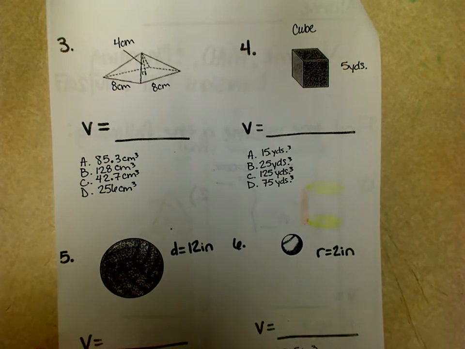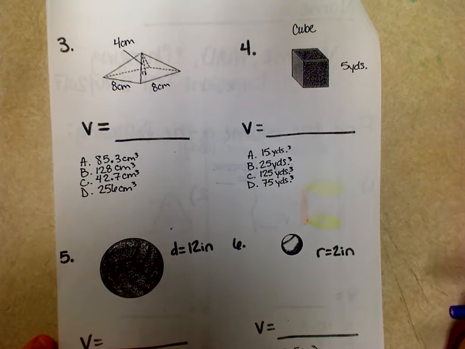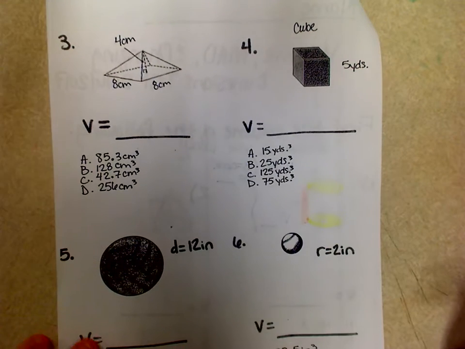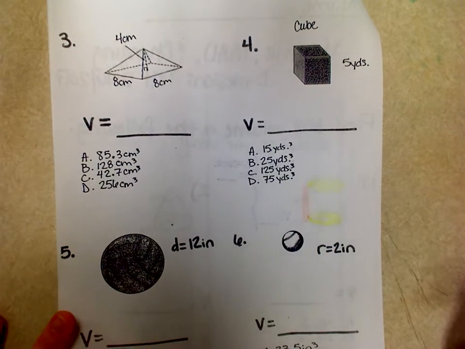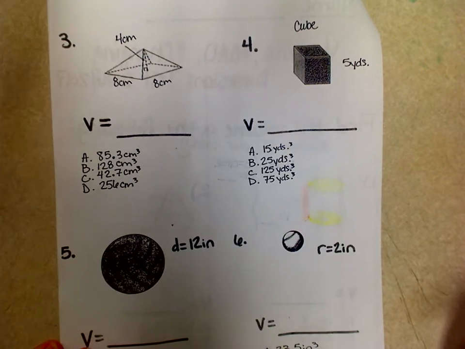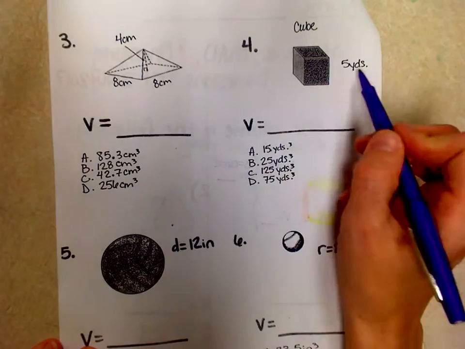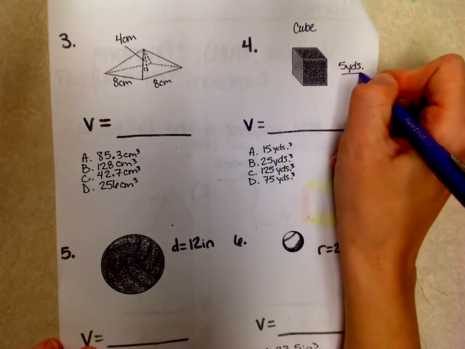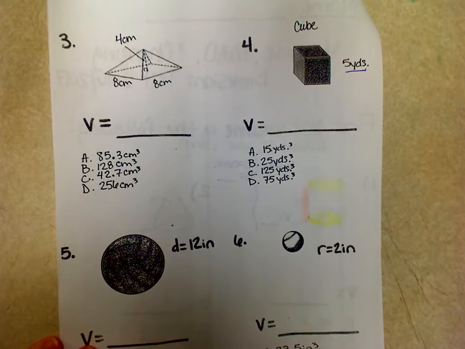Number 4 is a cube. A cube will not be on your formula chart, but you have to figure out how do you find a cube. What other shape is a cube called? And then substitute in what you know for the side length being 5 yards.